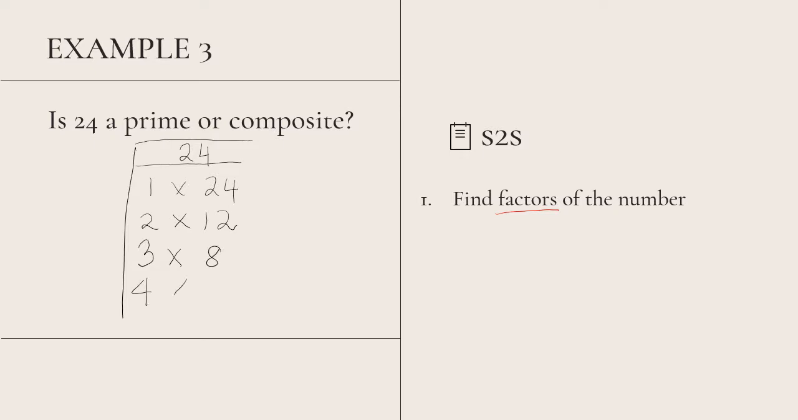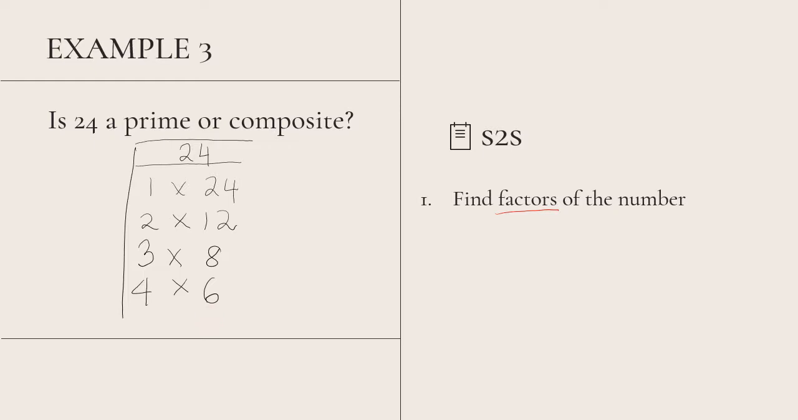Next, 4. 4 times what gives 24? That's 6. Now, how about 5? 5 times what gives 24? Are there any numbers that you can think of when 5 multiplies the number gives 24? If none, then 5 is not a factor of 24. So it stops right there, because if you multiply 6 times 4, 4 times 6, they give the same answer, 24.